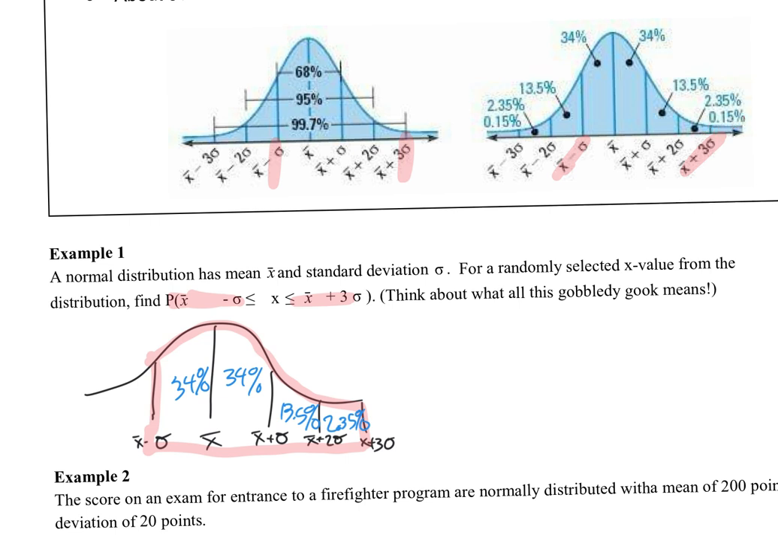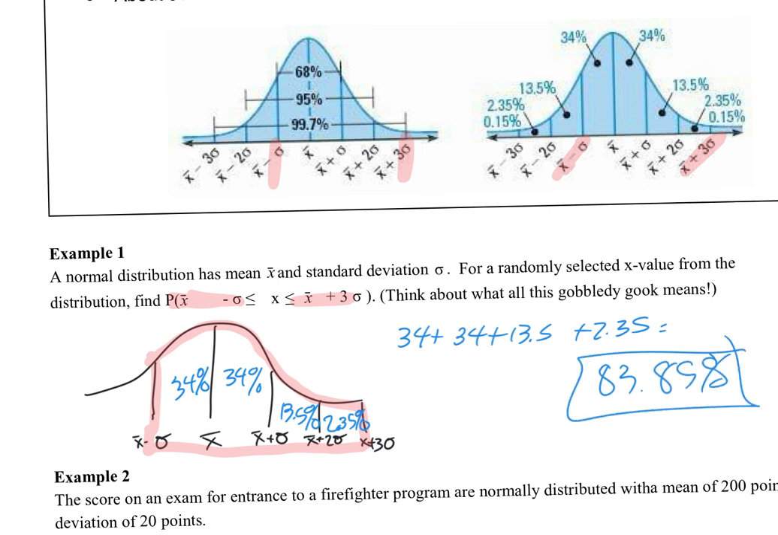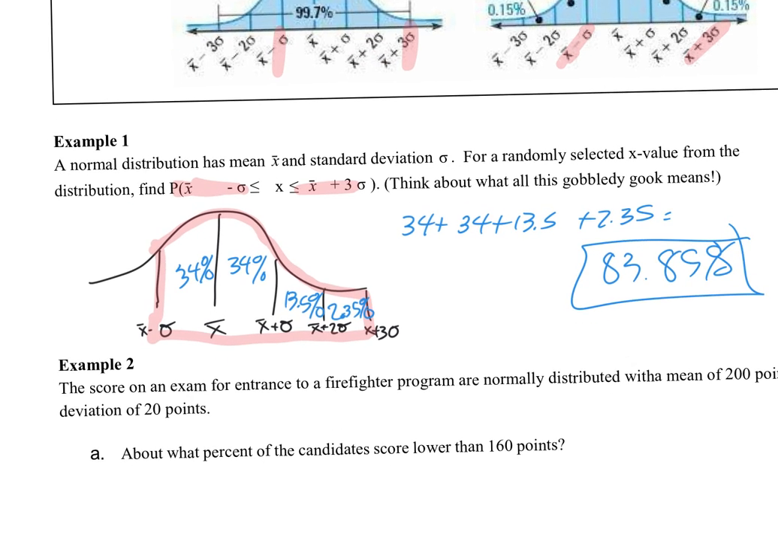Now, what's the probability that it falls in there? We literally just add these all up. 34 plus 34 plus 13.5 plus 2.35. And we add that all up and we get 83.85%. So there's an 83.85% chance that it falls within this range, as long as the data is normally distributed.